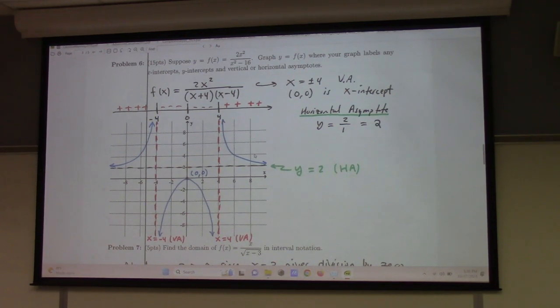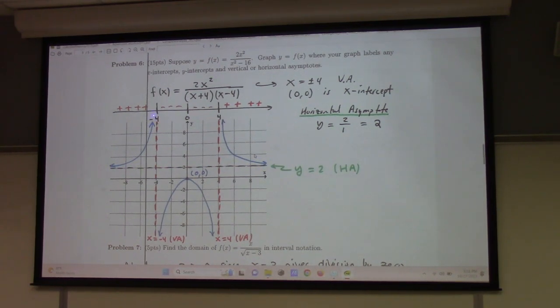And what else? It's got an x-intercept at 0 because of that x squared. Also, because it's an x squared, it's going to bounce. Right? Bounces there. The ratio of the leading coefficients is 2/1. That tells me the horizontal asymptote is 2. Like here, horizontal asymptote of 2. And let's see what else.